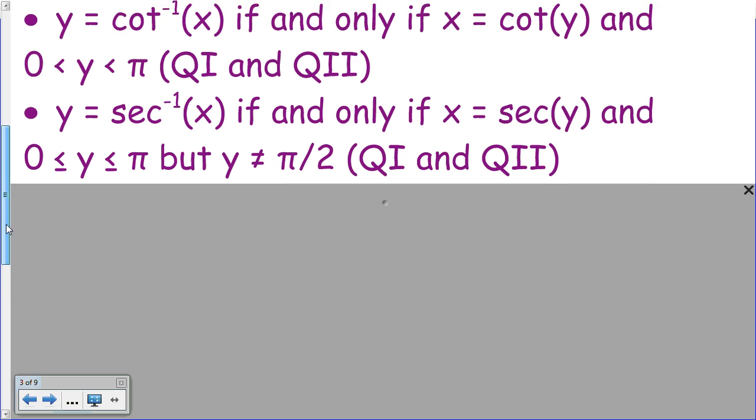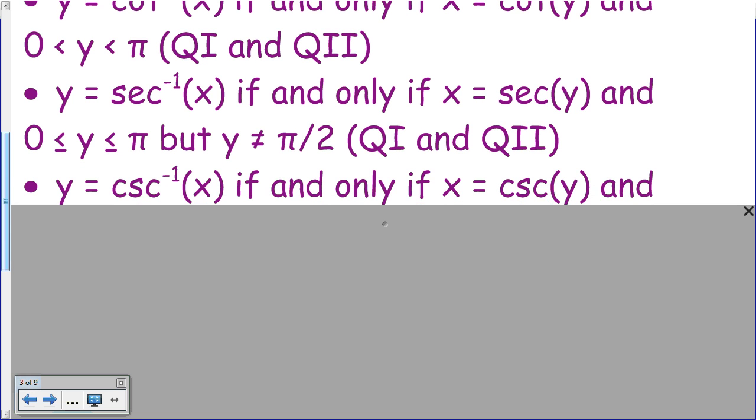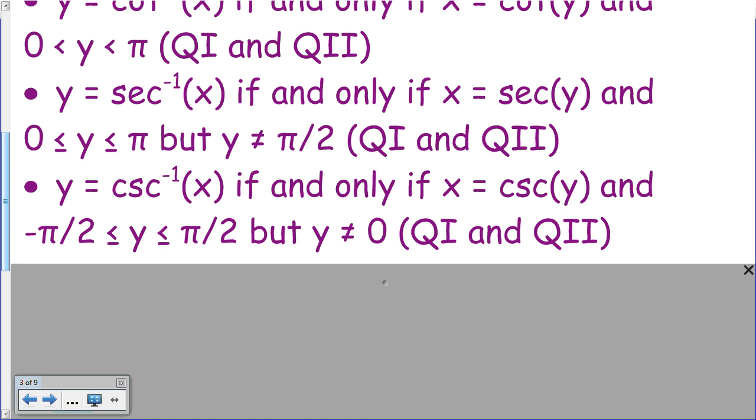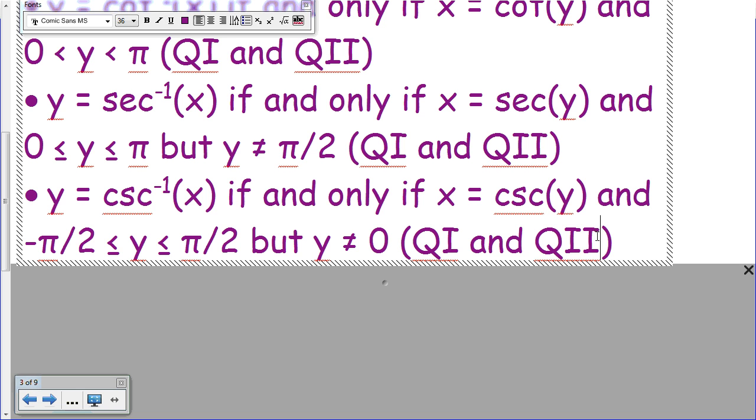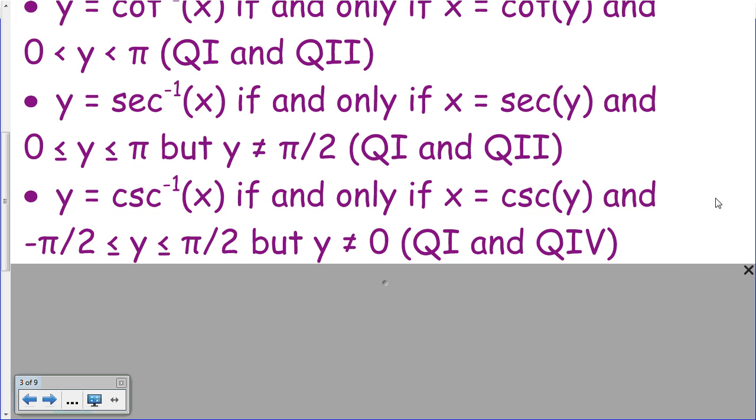And then finally, the last one here for us, y equals cosecant inverse of x if and only if x equals cosecant of y. And the inverse trig function there is defined on the range from negative pi over 2 to positive pi over 2, but not at y equals 0. So that turns out to be quadrants 1 and 4. Whoops. Let me just change that there. Quadrants 1 and 4. Okay.